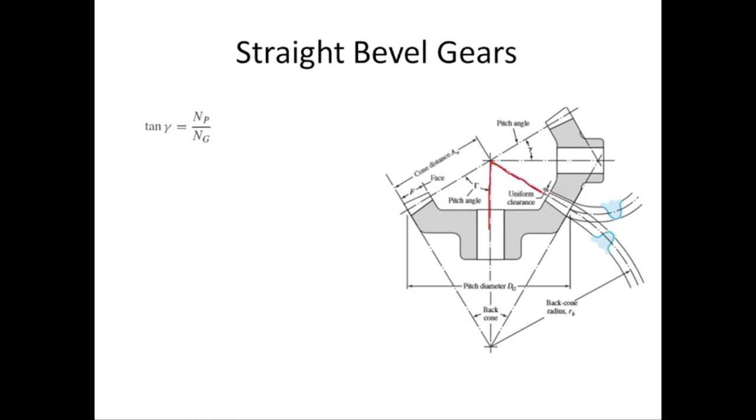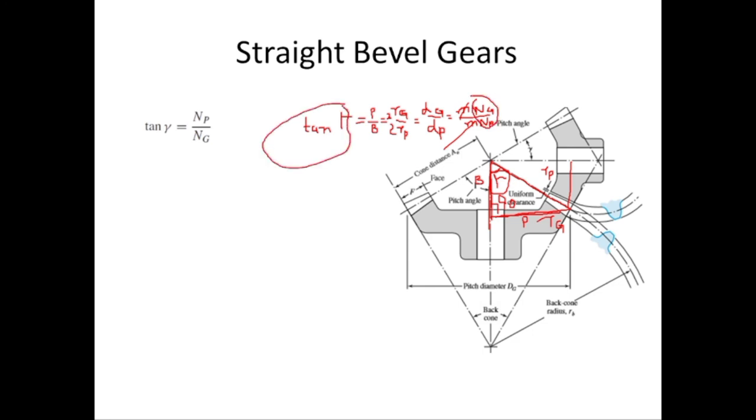If you take half cone of the gear, it will be a right angle triangle like this. This is the capital gamma, which is half of the cone angle, because we have taken half cone. This is the baseline and this is the perpendicular line. So tangent of this capital gamma is equal to perpendicular divided by baseline. Here P is equal to RG and B is equal to RP. Tangent capital gamma equals P divided by B, which in turn equals RG divided by RP. Multiplying by 2 in numerator and denominator, it will give us DG divided by DP, which in turn equals m NG divided by m NP. m is the same for both the mating gears, so cancel it out. So NG divided by NP is equal to tangent of capital gamma.